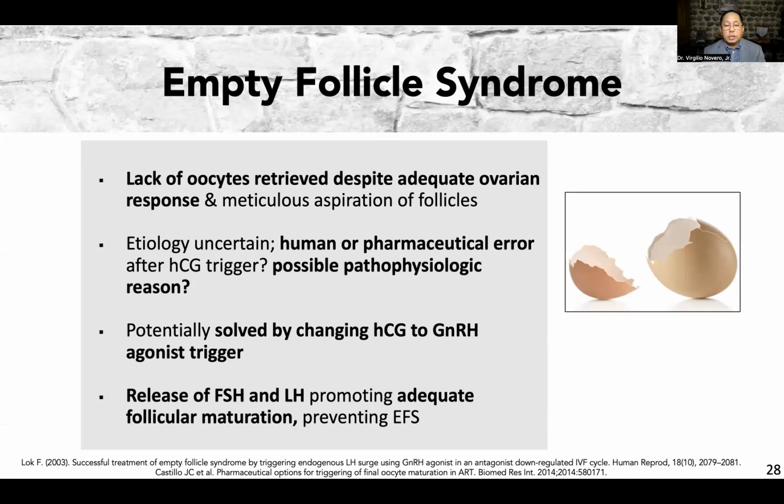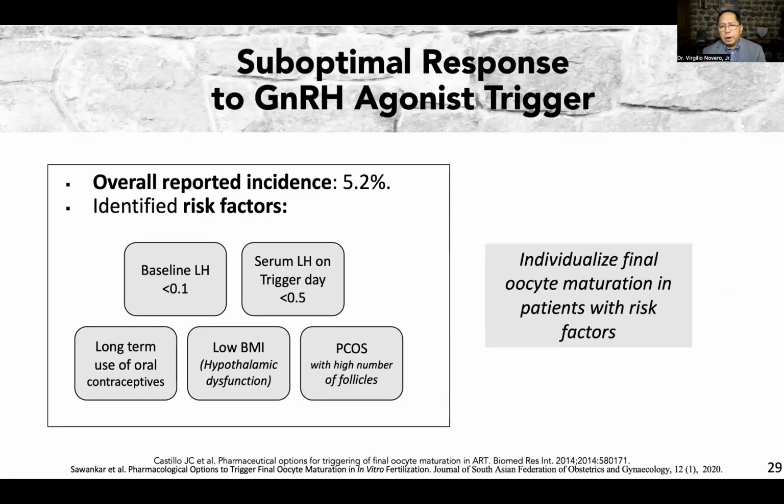So it is potentially solved by changing your HCG trigger to your GnRH agonist trigger. With this, there will be the release of your FSH and LH, promoting adequate follicular maturation, preventing empty follicle syndrome. Now, there are other situations which can result in a suboptimal response to your GnRH agonist trigger. And it is reported to be about 5.2% in terms of incidence.